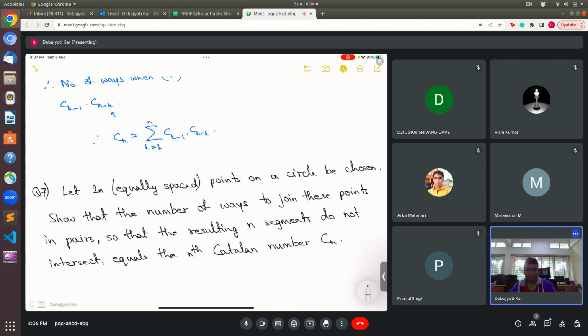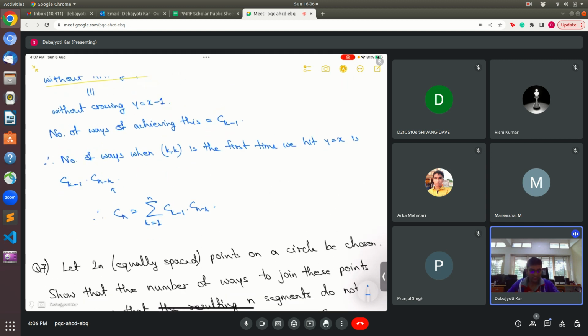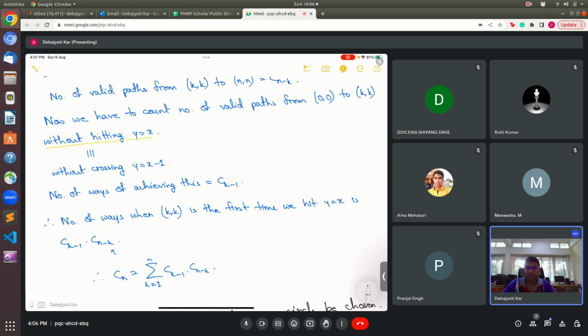Okay, so this is the recurrence for the nth Catalan number, right? Suppose in some problem you find a recursive solution. Let's say the number of ways of counting is f of n, and by some means you get to this recurrence. That is, you show that f of n satisfies this recurrence. Then directly you can say that f of n must be equal to the nth Catalan number. And that is what we are going to see in the next question.